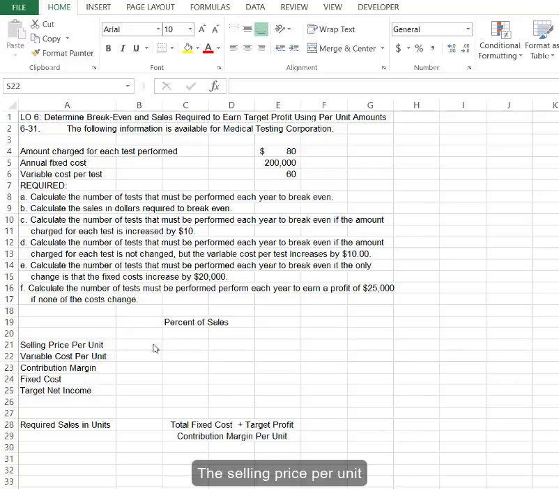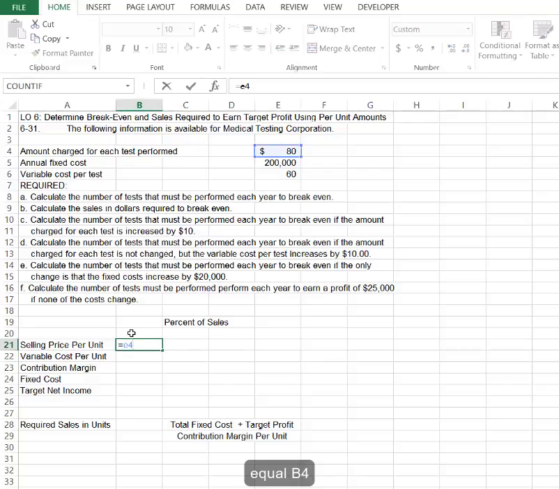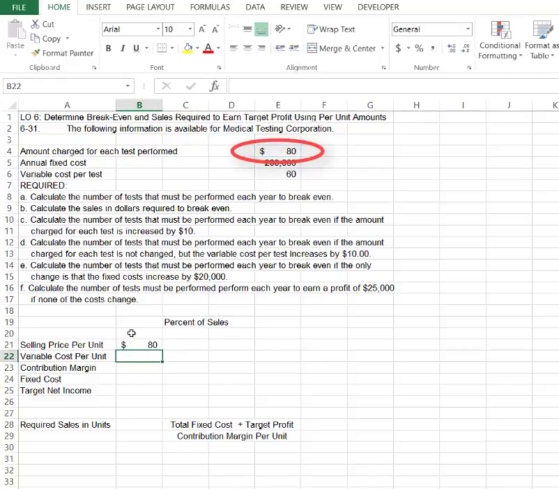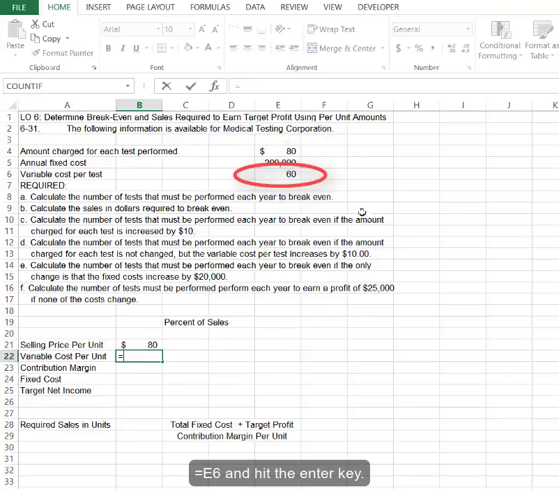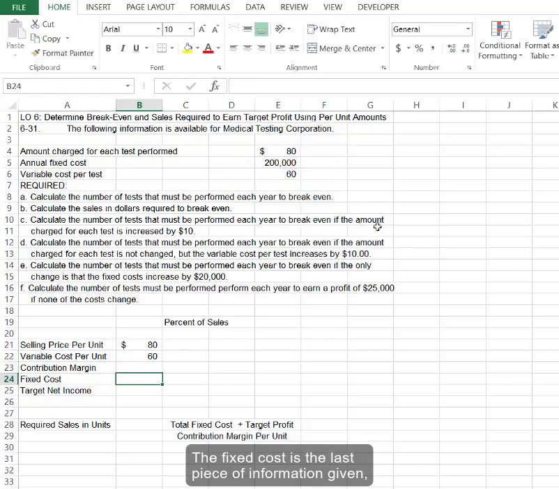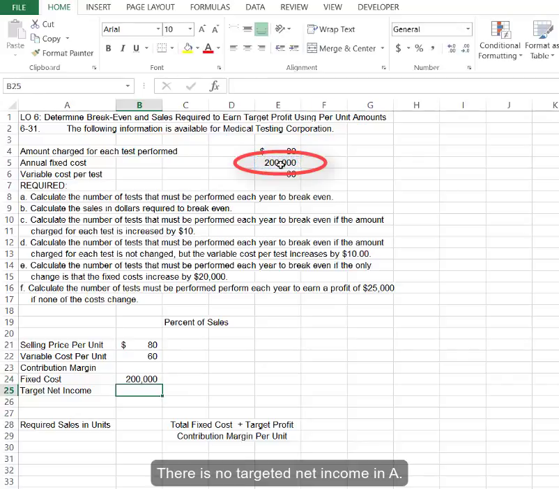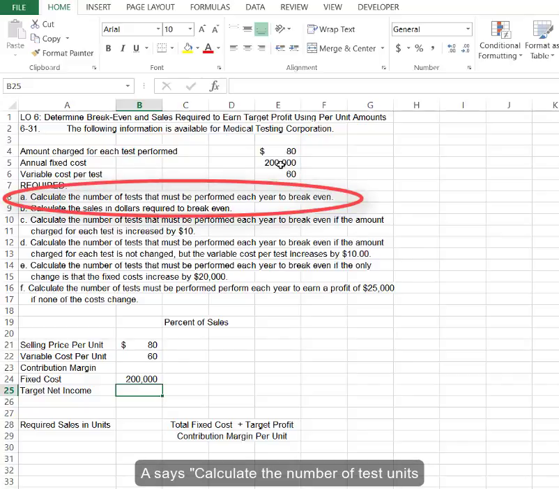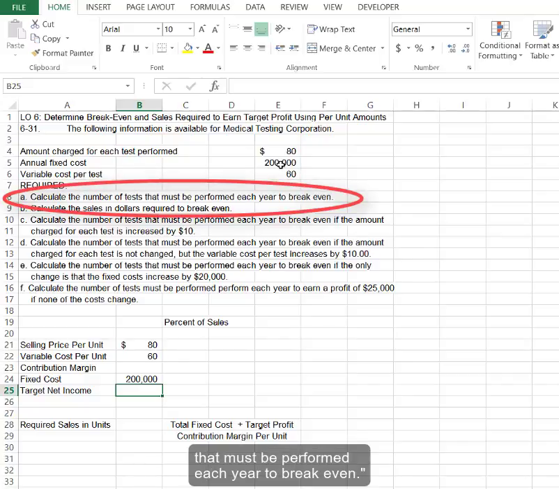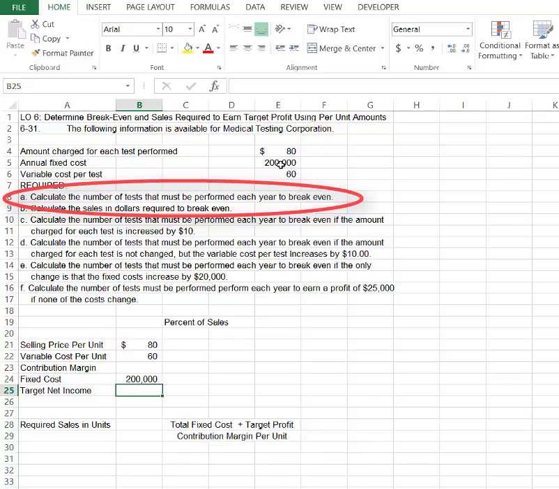The selling price per unit is going to go into cell B21. Equal E4 and hit the Enter key. The variable cost per unit is in E6. Equal E6 and hit the Enter key. The fixed cost is the last piece of information given, equal E5. There is no targeted net income in A. A says, calculate the number of test units that must be performed each year to break even.